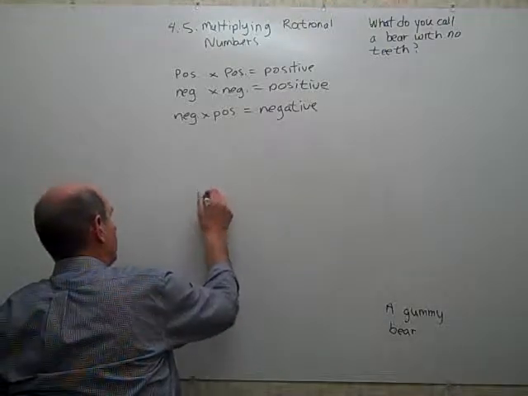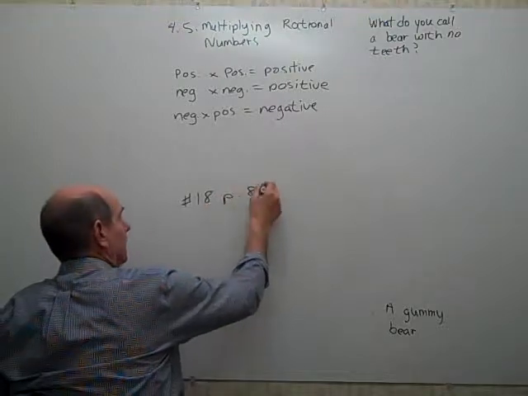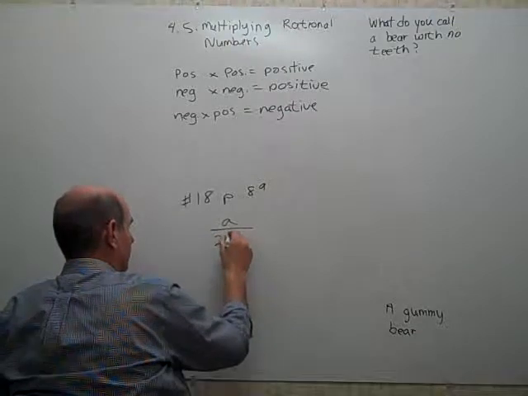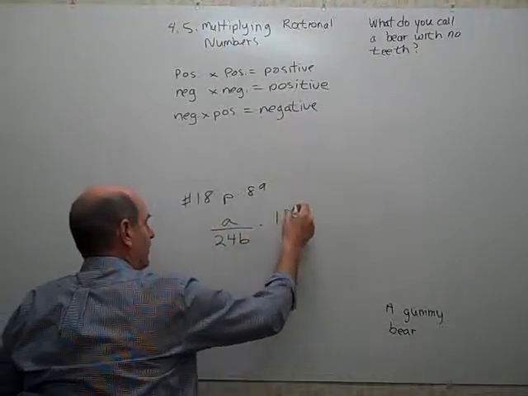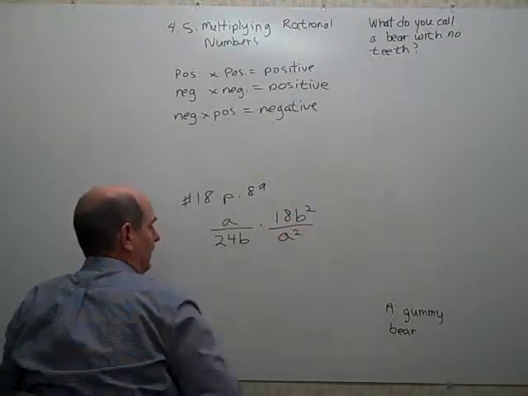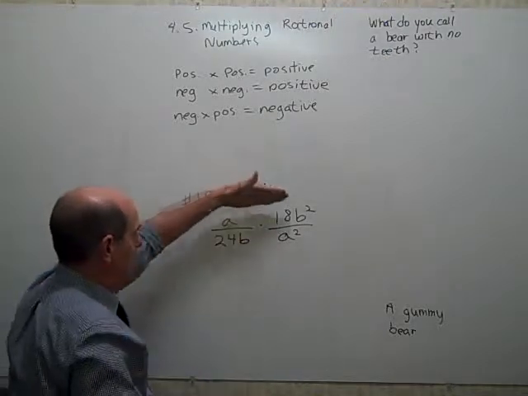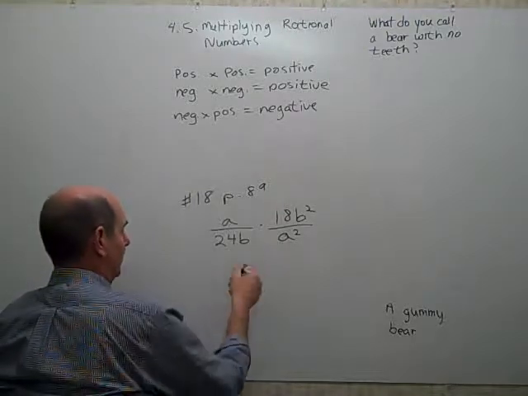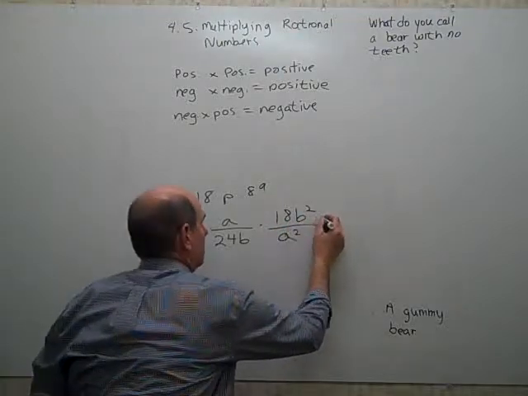This is problem number 18 on page 89. I modified it a little bit, and I'll remodify it when I finish doing the work. a over 24b multiplied by 18b to the second over a to the second. And in the book, it's the opposite of a to the second power, and we'll deal with that after we take care of this. By the definition of multiplication, this would be a times 18b to the second power.